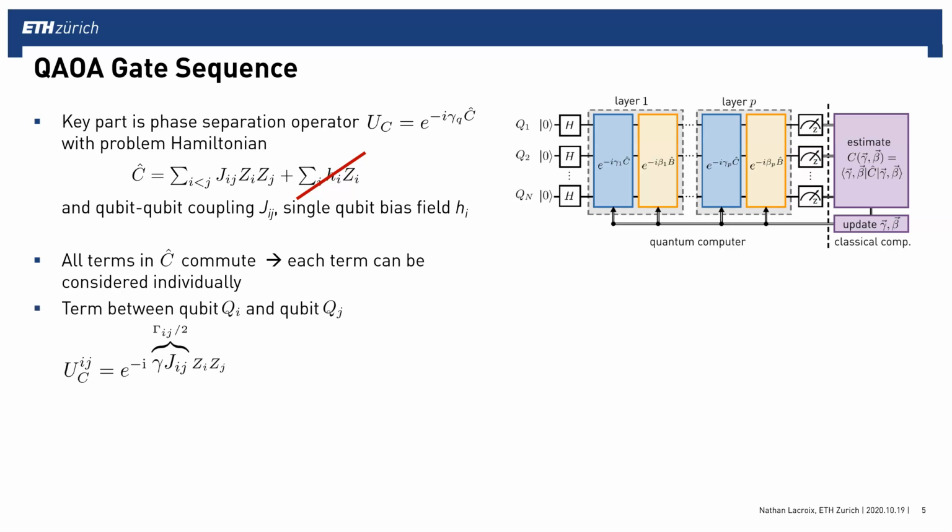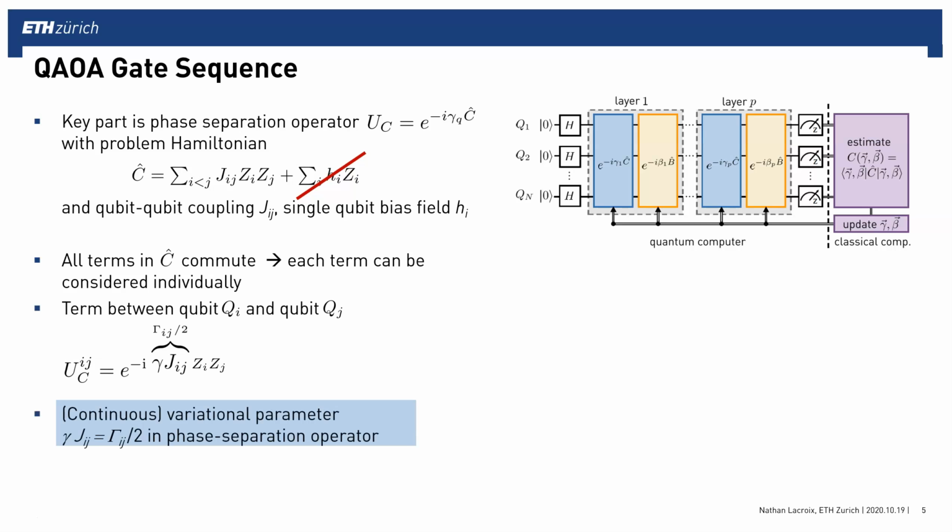If we look at one of these terms, we see that the operator is expressed as a ZZ term with an additional phase factor that is continuous and that depends on the variational parameter gamma.